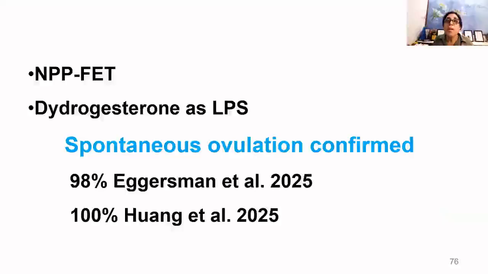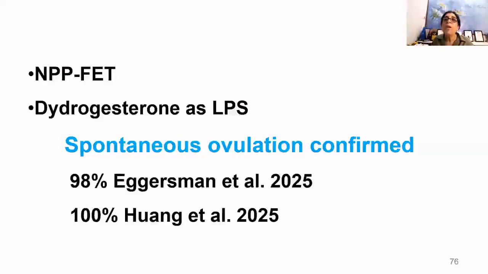So now we are much wiser. This is just recently published. These are two groups. They studied the NPP-FET protocol, and both groups gave dydrogesterone as luteal phase support. They confirmed spontaneous ovulation by seeing the progesterone levels. So when you are giving dydrogesterone in a natural proliferative phase, 10 milligrams TDS, the corpus luteum is functional in nearly all the patients.